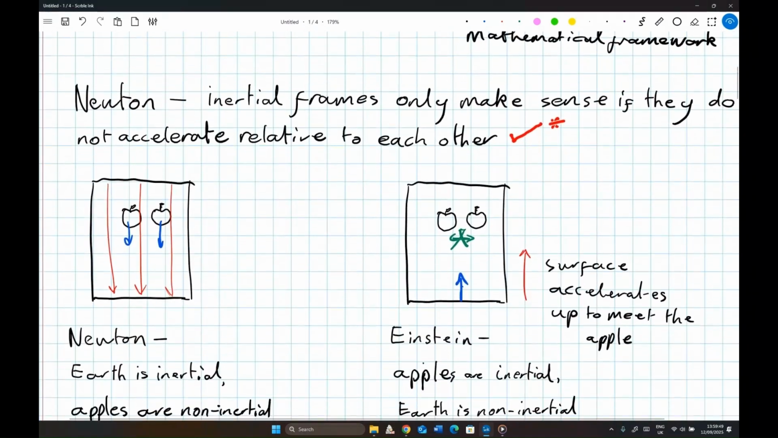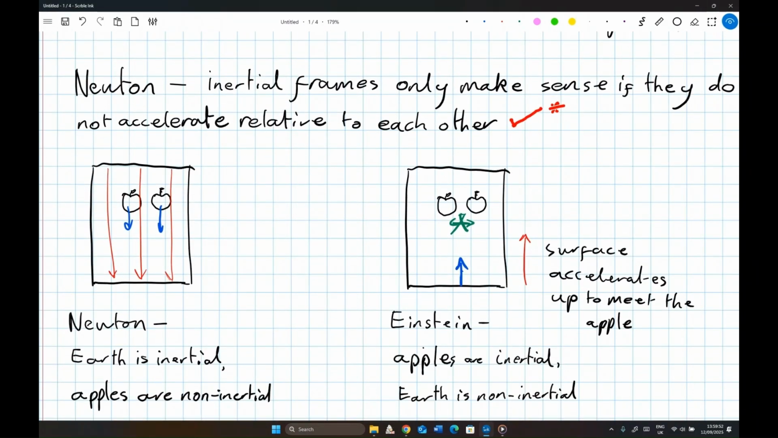So Newton says the Earth is inertial and apples are non-inertial, and you need two apples to do this experiment. You cannot use only one. If you see any video using only one apple, or you see an explanation on the internet only using one apple to explain space-time curvature, then it's wrong. And you'll see why we need two apples in a bit, but it has to be two apples. We take two apples and we drop them. The Earth is inertial, the apples are non-inertial.